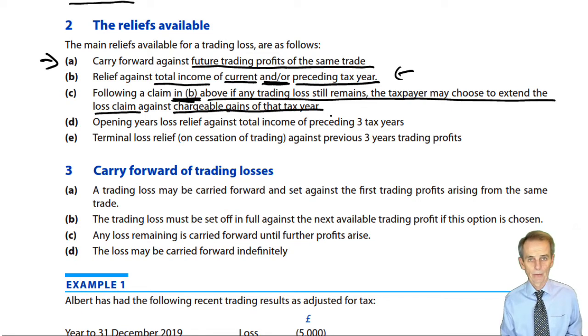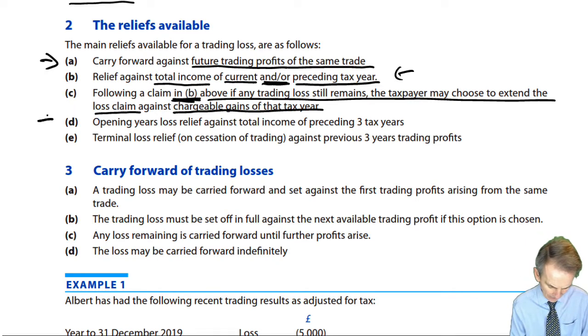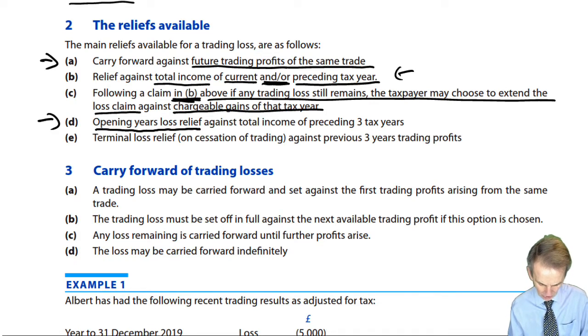Other than that loss relief, which is available from the very first tax year to the very final tax year, alongside the first two reliefs, the carry forward and the carry back options there, we then have two specialist reliefs that we'll see at the end of this chapter that deal with, firstly, a specialist relief, which is an opening year's loss relief, which will allow, like current and preceding year claims, to go against total income. So it's just the same.